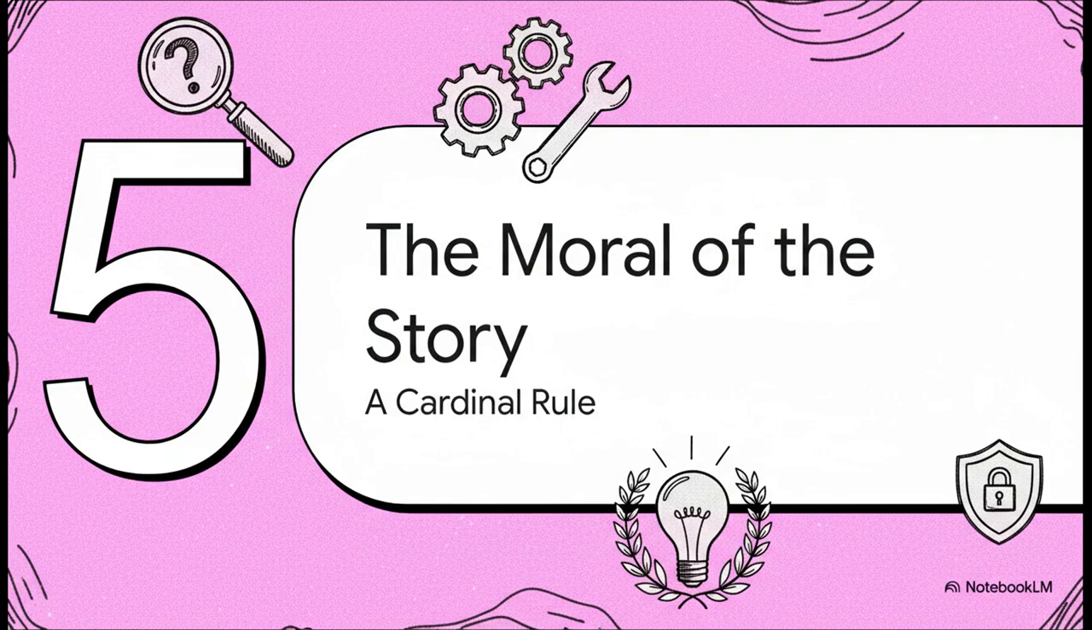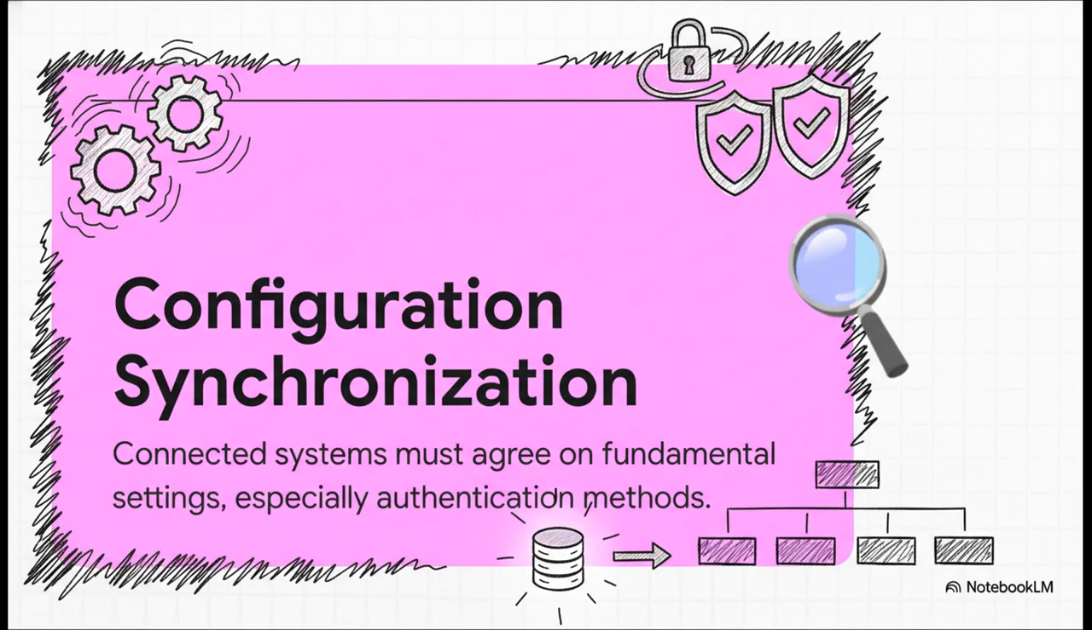All right, so we solved the puzzle, we got the party started again. But what did we learn here? What's the big takeaway that's going to save us from this kind of headache down the road? Well, there's a name for it. Configuration synchronization. It sounds fancy, but it's a dead simple idea. It just means that when two systems have to talk to each other, they have to agree on the basic rules. And in this case, the most important rule was, how do we handle passwords?